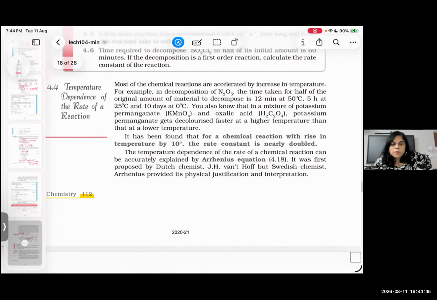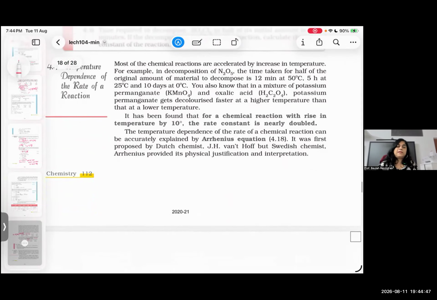So what is the temperature dependence? Here only you are going to study about the Arrhenius equation also. It's a famous equation. I will ask you students, why do we keep food in the refrigerator? You have plenty of answers. So you need to answer related to this lesson.